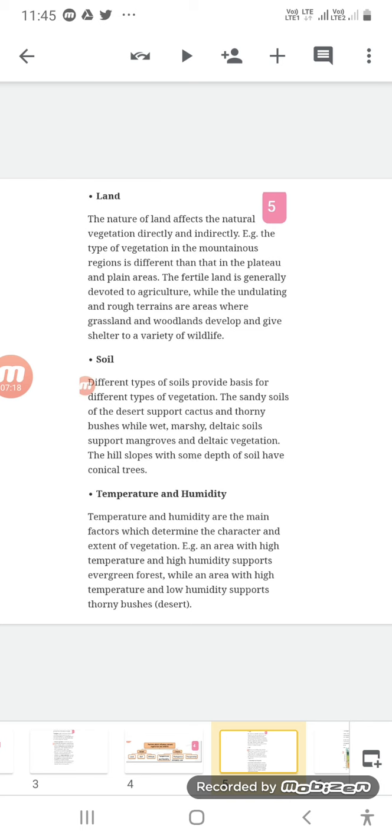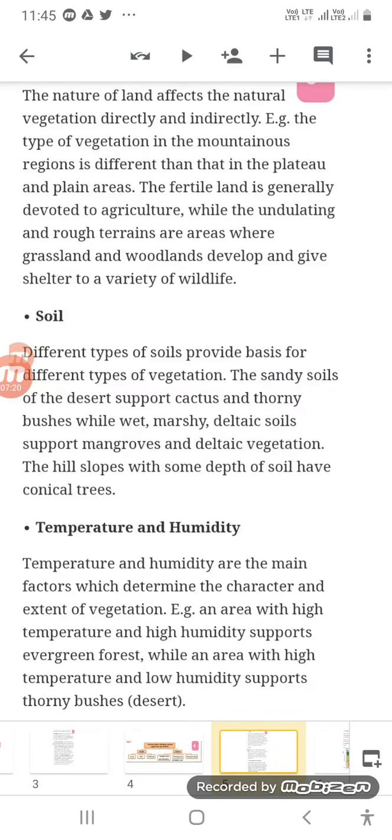Now the second one is soil type. Different types of soils provide the basis for different types of vegetation. For example, sandy soil is good for the cultivation of coconut, cashew nut, cotton, cactus, and thorny bush. As compared to sandy soil, we have clayey soil. Clayey soil is good for the cultivation of paddy.